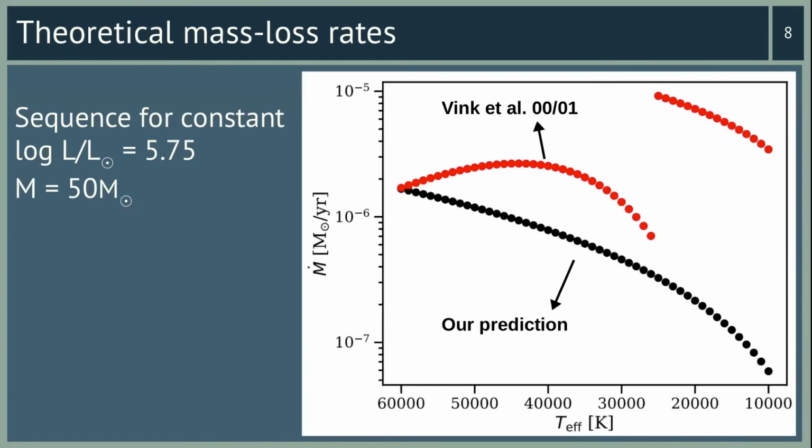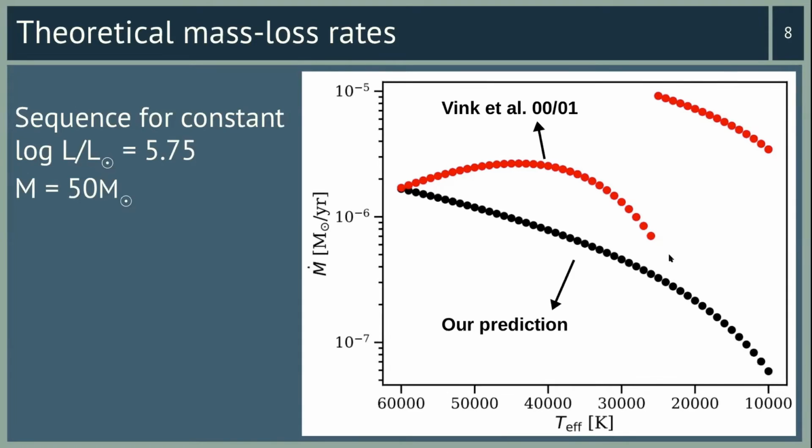What we can do as well is compare them to existing theoretical predictions, where I again compare to the rates by Vink et al., which are commonly used in evolution models. I show here a sequence of mass loss rates just for a constant luminosity and mass. What we can, for example, see is that for the O stars, we have a certain reduction by a factor of 2 or 3. But maybe more striking is that we have larger discrepancies at colder temperatures. And this is below the so-called bistability jump.